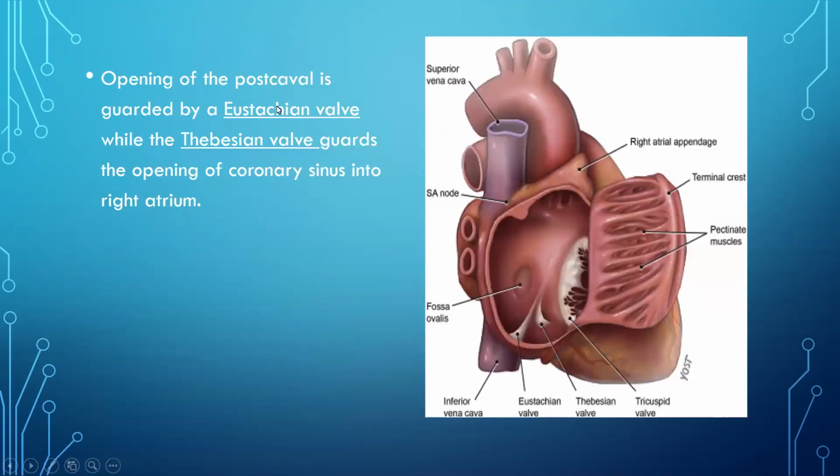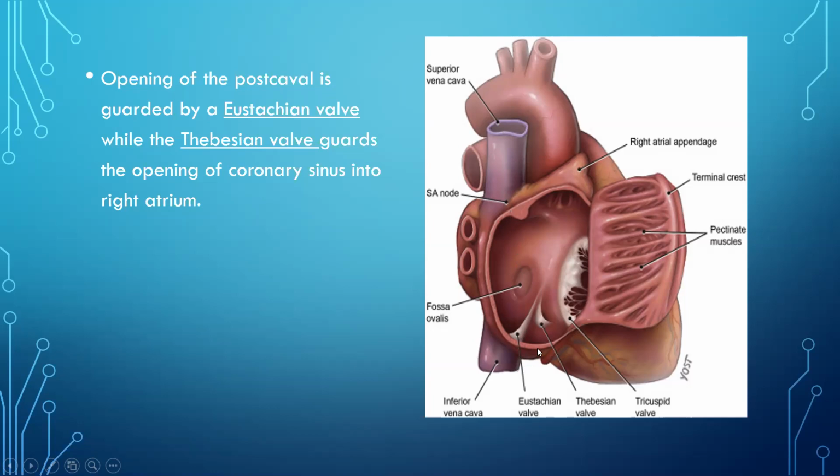Now, the opening of the postcaval. The opening of the postcaval is guarded by the Eustachian valve, while the Thebesian valve guards the opening of the coronary sinus into the right atrium. So the opening of the vena cava is guarded by the Eustachian valve. Can you see this valve? This is called the Eustachian valve.